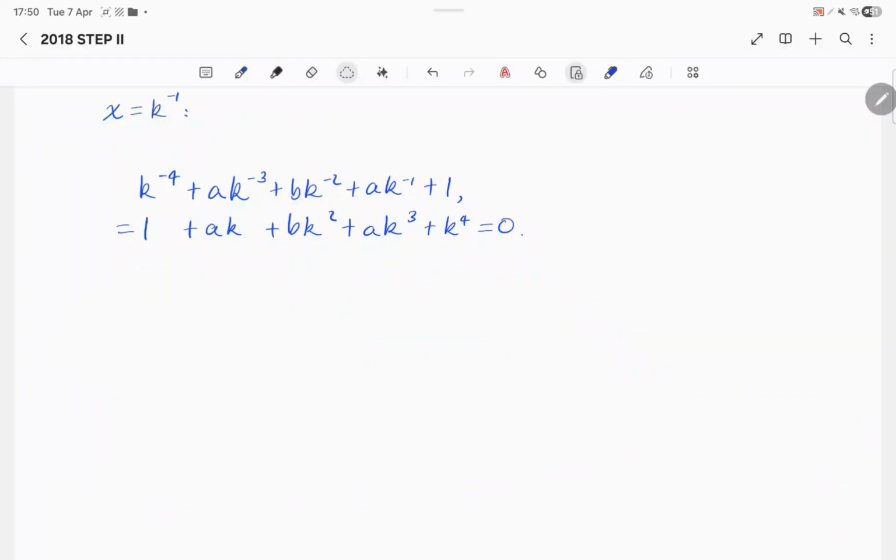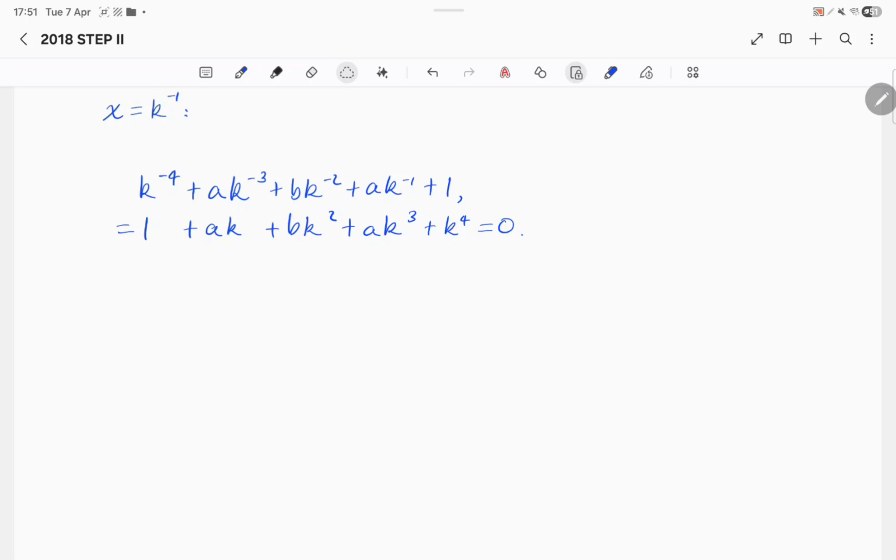Let's get started. Firstly, we'll set x to be equal to k^(-1), and we'll put this into the equation, and we'll get the expression k^(-4) + ak^(-3) + bk^(-2) + ak^(-1) + 1, and this is equal to 0. We can then multiply both sides by k^4, and the left-hand side becomes the original expression, and the right-hand side becomes 0. This means that if k is indeed a root, then k^(-1) must also be a root.